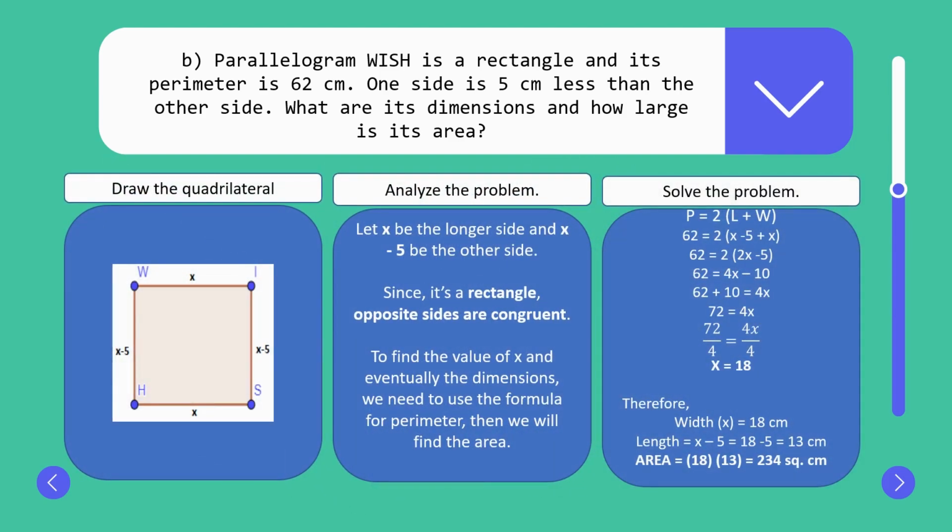Here is a clear presentation of the 3 steps that we did to solve for problem B.